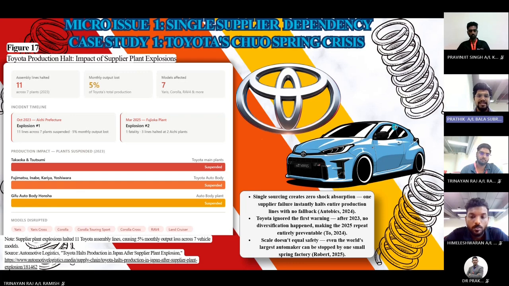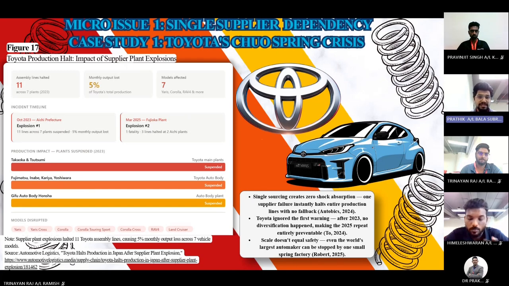Another explosion happened at the same supplier in March 2025, showing that the problem was not fully addressed after the first incident. So this proves that relying on one supplier leaves no backup.